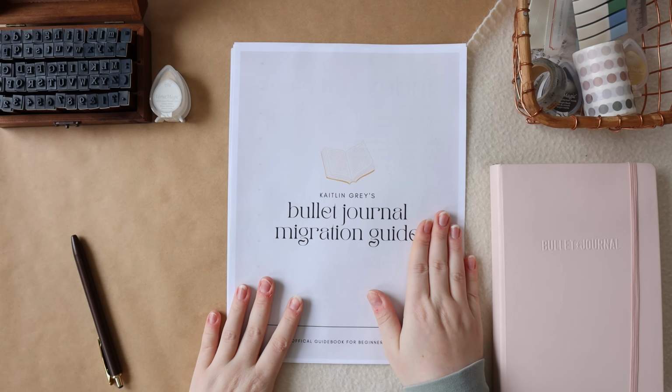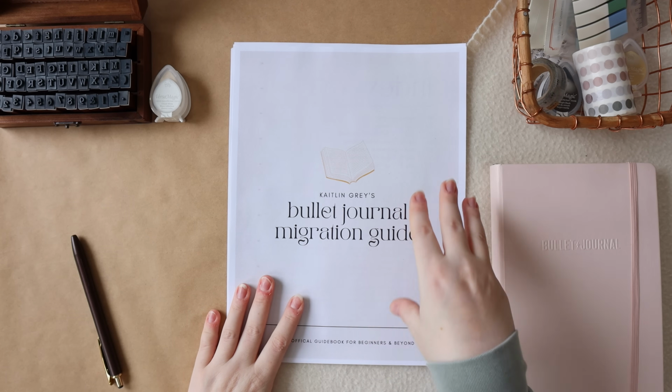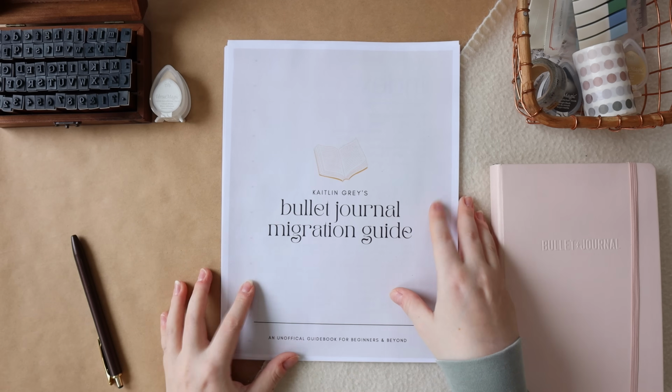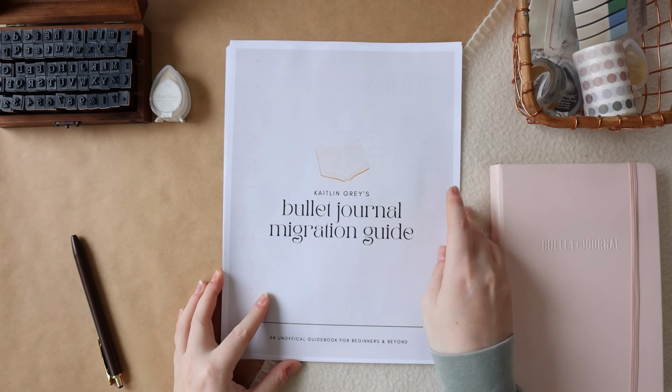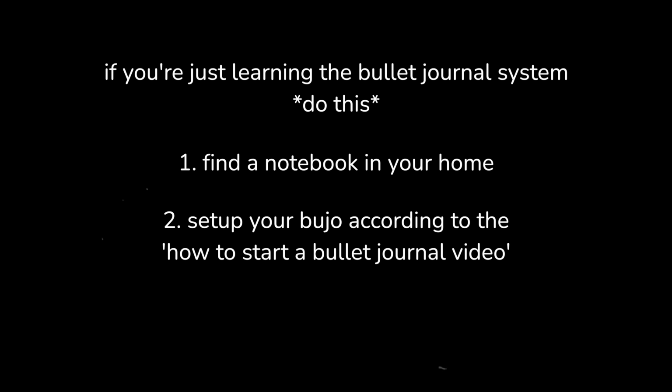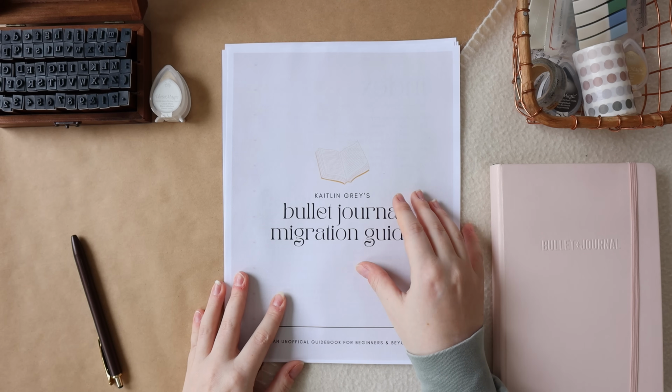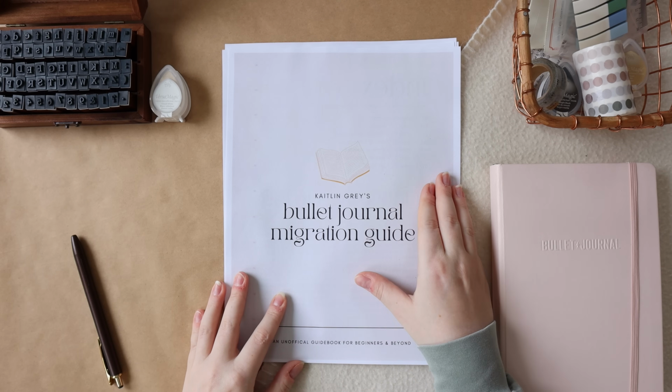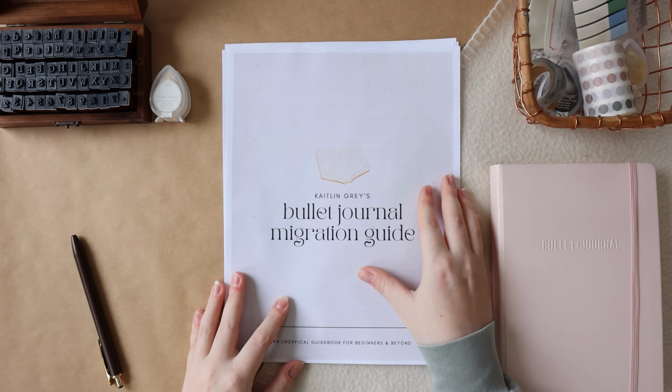Now, before I dive into my migration guide, I would like to say that if you are just starting out with a bullet journal, I wouldn't recommend doing this guide. If you're just learning the system, I would instead scrap this, grab a notebook you own around the house, and set up the bullet journal according to Ryder's video on YouTube, which is called How to Start a Bullet Journal. And then I would just simply use that system, the very basic bones, for 1 to 3 months. Hopefully that will give you a good idea of how the system works, but also more importantly, allow you to know whether or not you actually want to use the system and if it'll work for you.